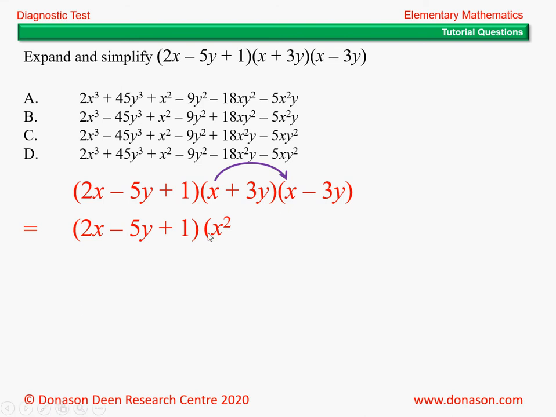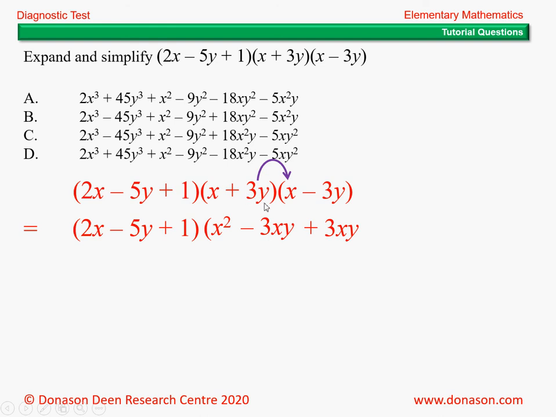So I'm just going to perform this expansion. x times x is going to give me an x squared. The next one is x times minus 3y. Minus times a plus is a minus, and 3, so that's a 3 here. x times y becomes xy, so that's how I get a minus 3xy. And then we're going to have the plus. This is positive and this is positive. Positive times positive is positive.